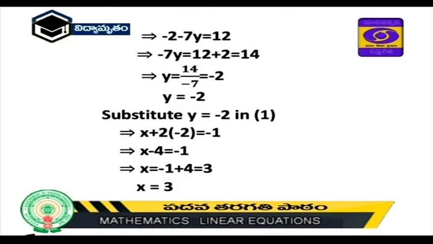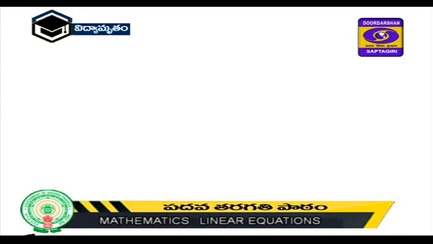Substitute y equal to -2 in 1, that is the first equation x plus 2y equal to -1. So, now I am substituting the value of y, that is -2, in equation 1, that is x plus 2 into -2 equal to -1. Then x minus 4 equal to -1. Here plus into minus is minus, 2 into 2 is 4, x minus 4 equal to -1. If you take -4 to the right side, the x value is -1 plus 4, that is equal to 3. Then the value of x is 3. Here we find the values of x and y as x equal to 3 and y equal to -2.